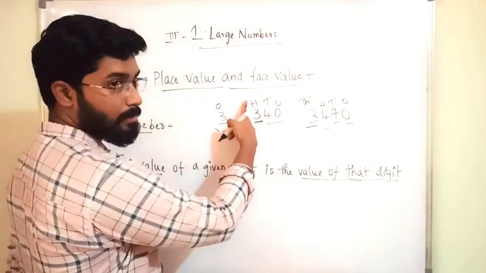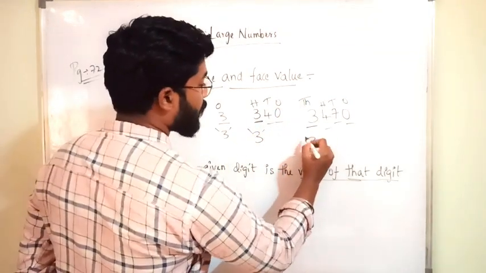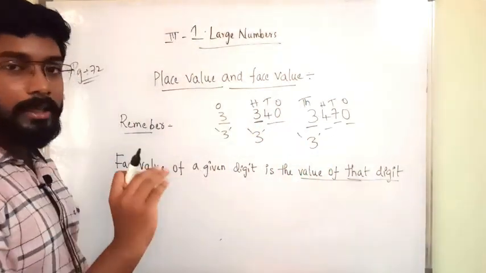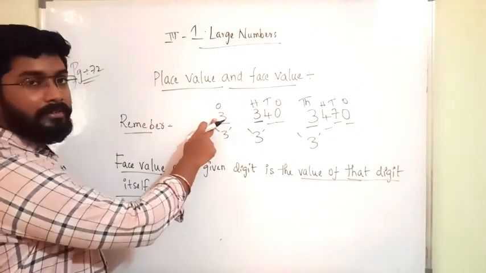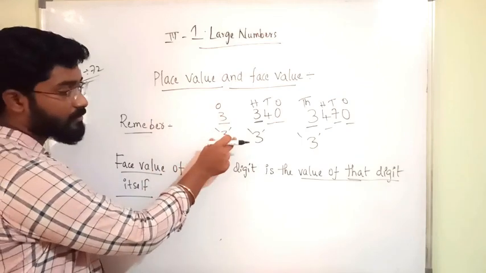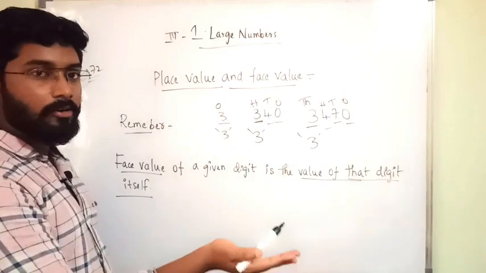Here 3 is in hundreds place. What is the face value? 3 only. Here 3 is in thousands place. Face value will be 3 only. It is not depending upon the place. By seeing this number, what we can understand, this number is 3. So the face value is 3 itself. Face value will be the same as the digit only.